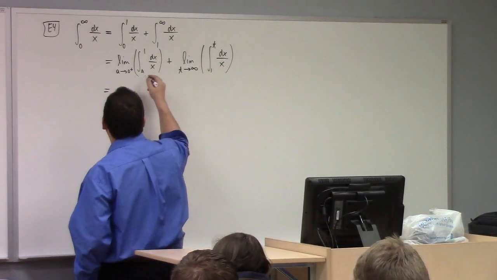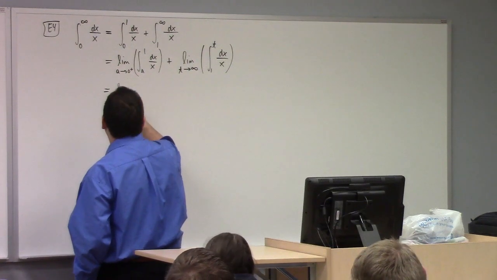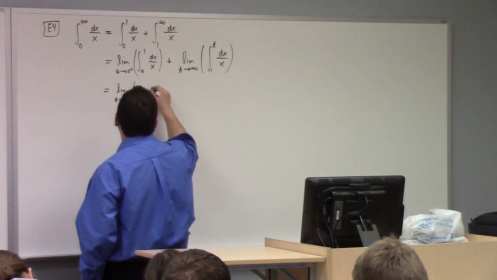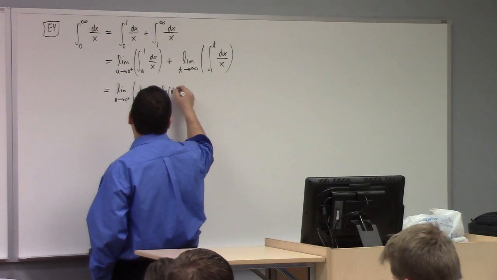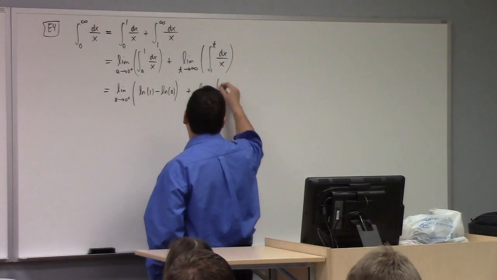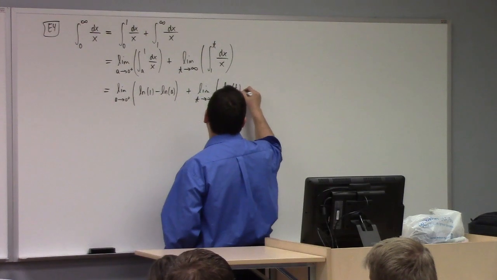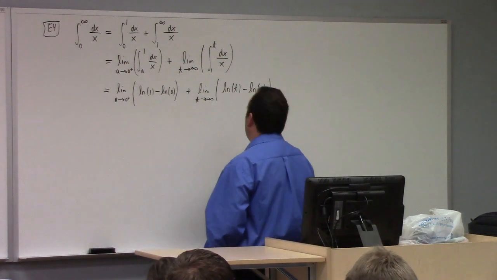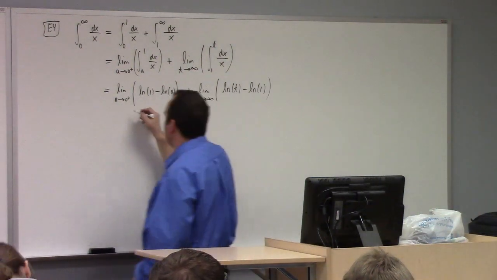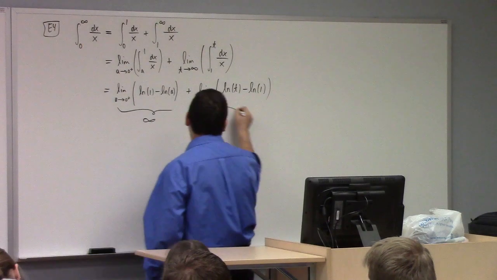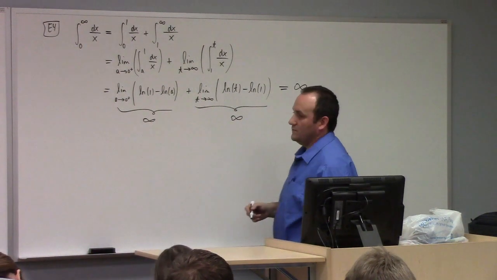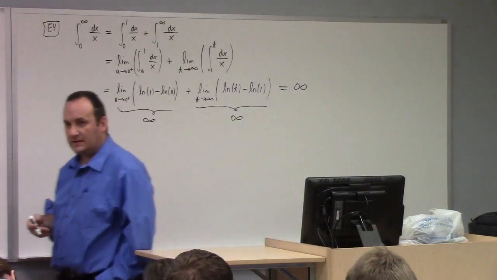Let me draw a graph why that is. This is the limit as a goes to 0. Let's think about what that means. This is natural log of 1 minus the natural log of a, plus the limit as t goes to infinity of the natural log of t minus the natural log of 1. So these both work out to infinity. This also tends to infinity. So in this case, we'd say that this integral diverges to infinity.